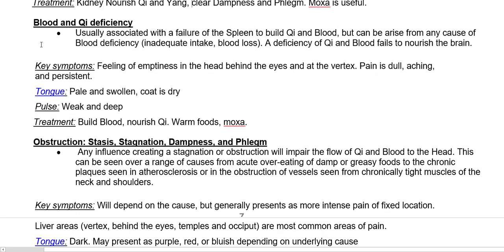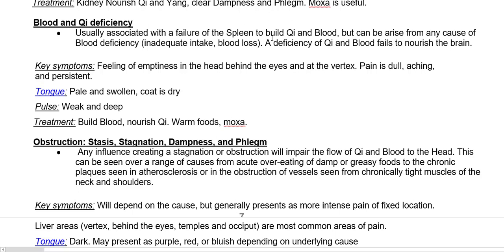Blood and Qi deficiency is actually a very common cause of headaches that we see in practice, usually associated with the failure of the spleen to build Qi and blood. How many times are we going to say that? So many times, because it's so important. If you do not intake or uptake the nutrition that you need to build Qi and blood, nothing else can properly happen in the body.